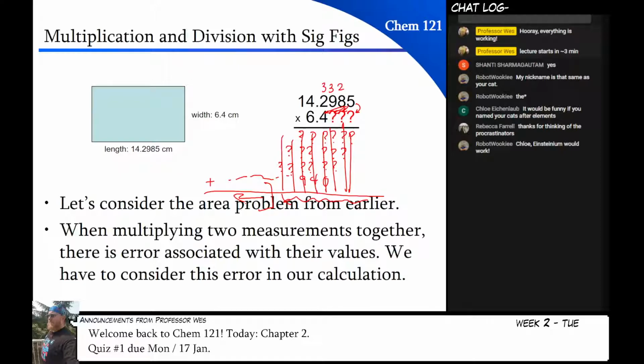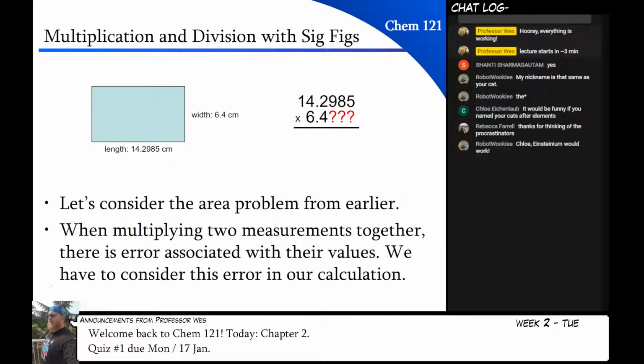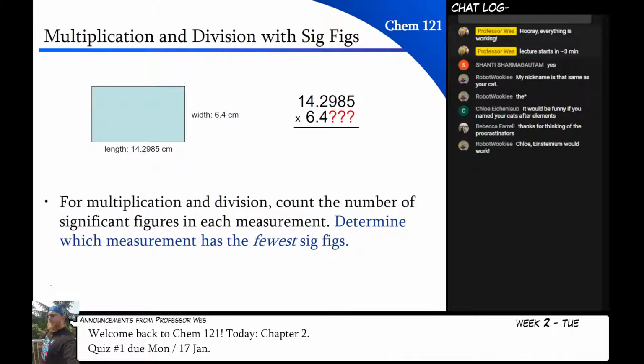So how the heck do we deal with this? And the answer is, well, somebody has done all the long multiplication for us and come up with an algorithm. And that algorithm is the following. When you do multiplication or division, because division is just multiplying by an inverse, look at the values that you're using. So here are my values, 1 and 2. And count the number of sig figs they have.